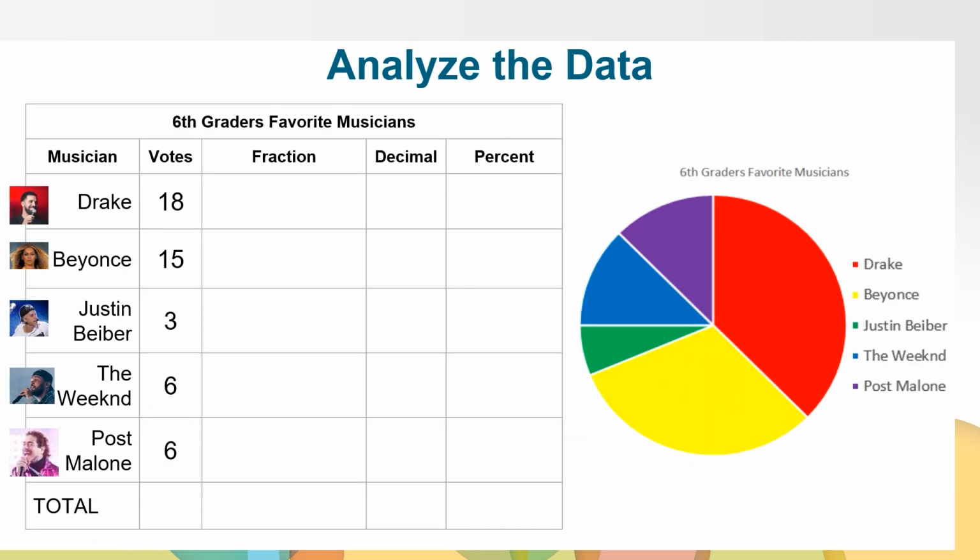Now let's take some time to analyze the data compiled from both classes. Use the chart to determine the fraction, decimal, and percent of each musician's votes. You can use reasoning strategies like we did in previous slides, or your calculator. Take some time to create the chart on your paper, and then find the fraction, decimal, and percent values for each musician. Once you've found them, go ahead and construct your own circle graph on your paper. We'll pause for about a minute for you to do your work.